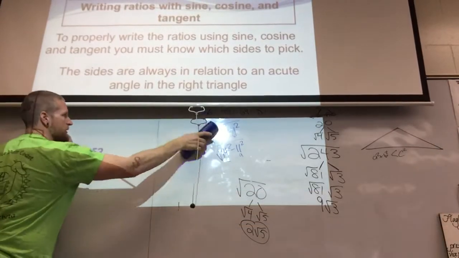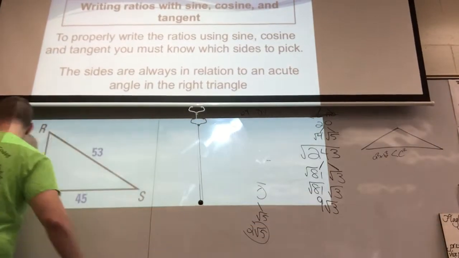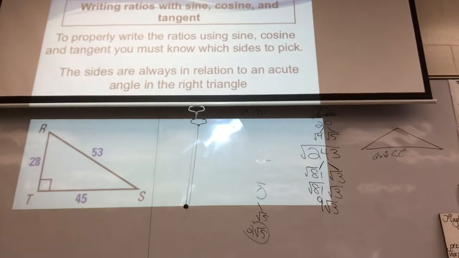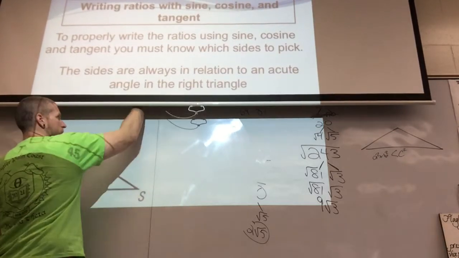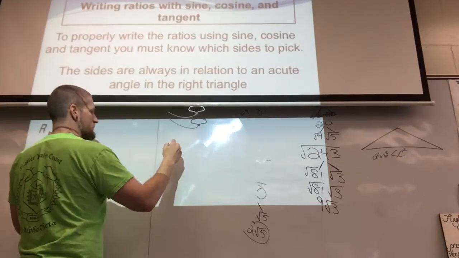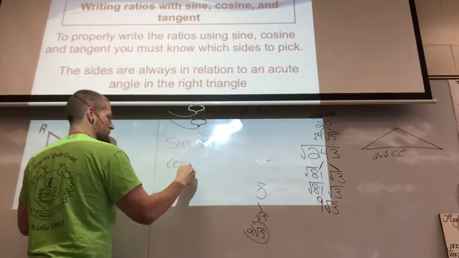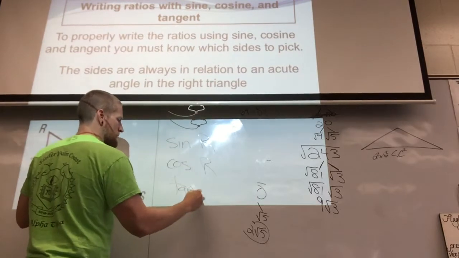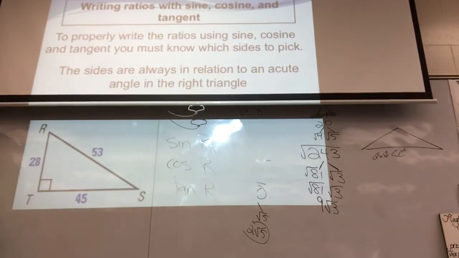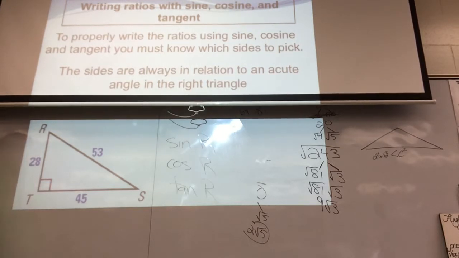Okay, and then I'll say something like, based on the triangle that's up there, the sine of r. Okay, so it's not finding anything. All it's asking you to do is write the ratio. So this isn't like a solving problem. It's just a matter of seeing if you can match up the correct sides.